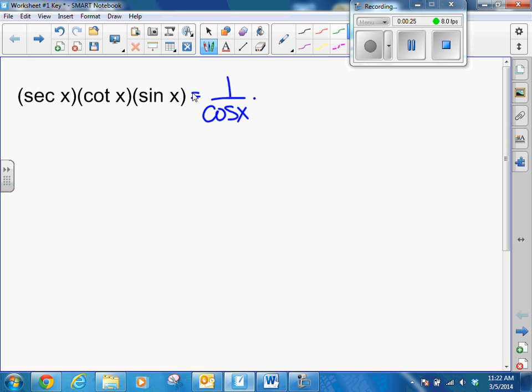Okay. Good, cotangent can be changed. And then do I want to change sine? No. Sine is the simplest form. I would leave it as that no matter when you see that, no matter what you're doing. Leave it as sine. Don't ever change it to something else.